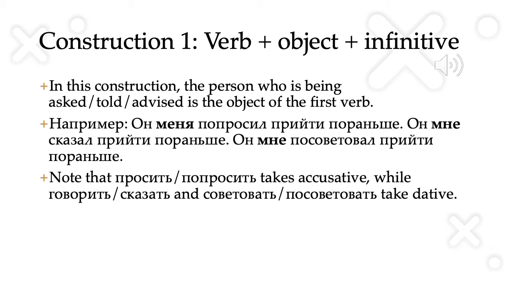For the first construction with these verbs, we're going to have the verb plus its object plus the infinitive of the second verb. And so in this case, the person who is being asked or told or advised to do something is the object of the first verb. And the second verb doesn't really have a subject. Obviously, the implied subject is the person who is being asked or told or advised, but we don't include that. We just have the second verb in the infinitive.